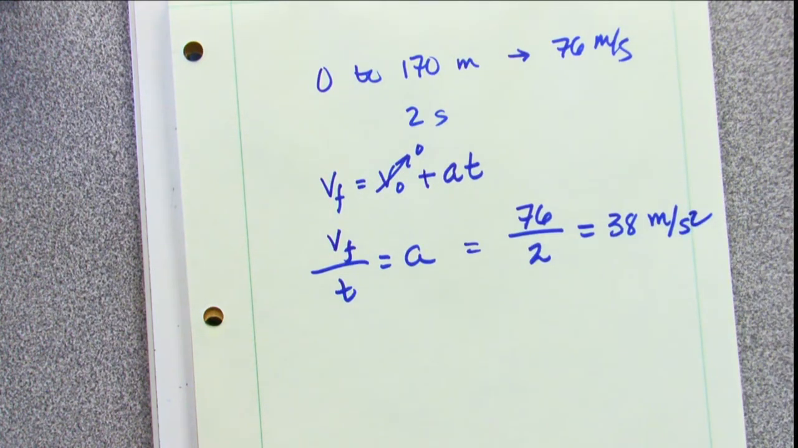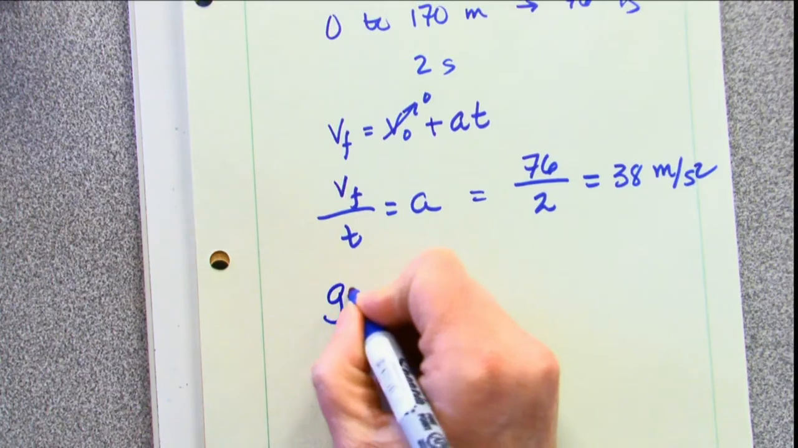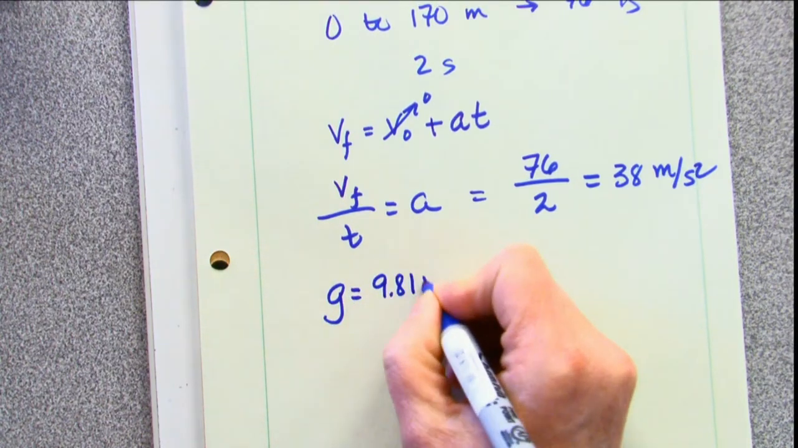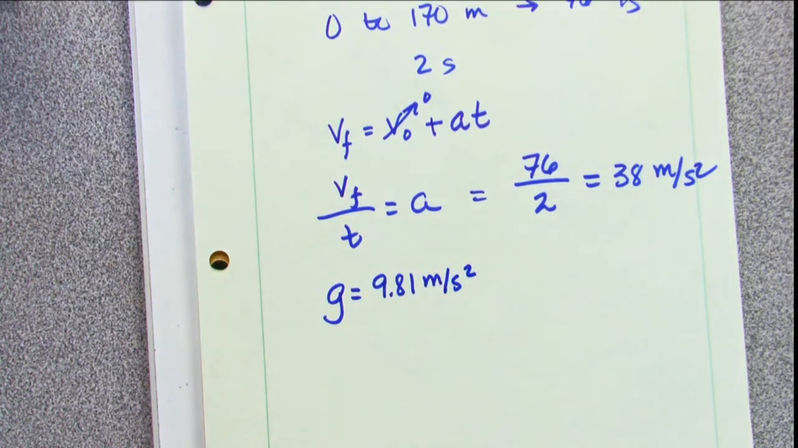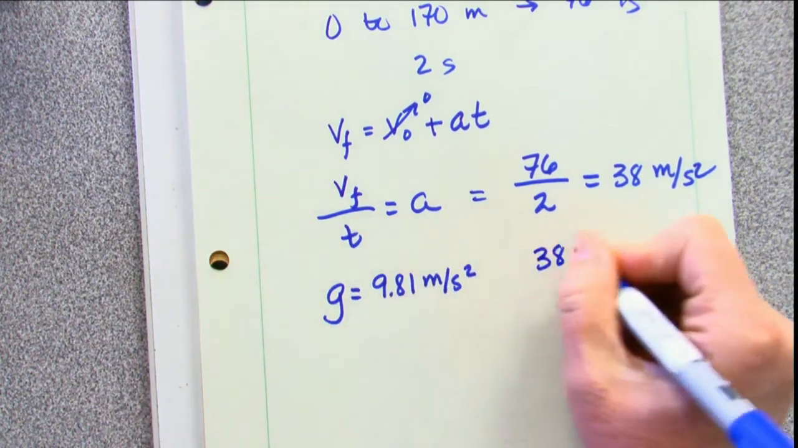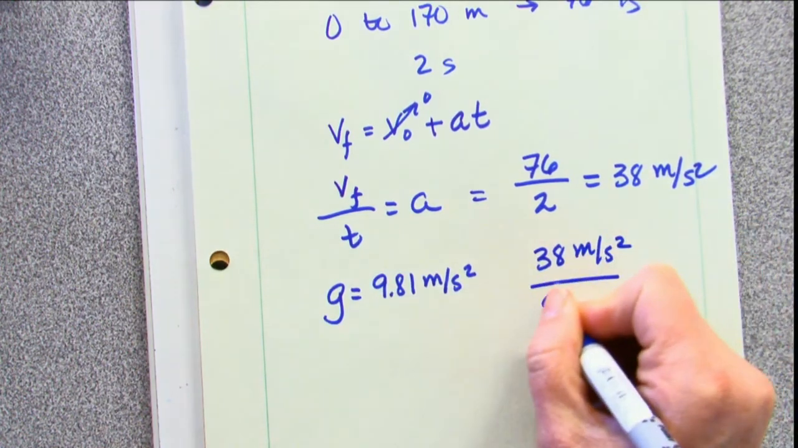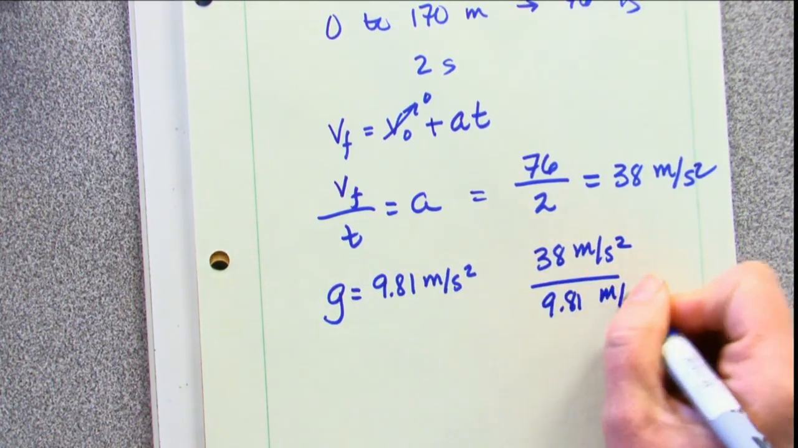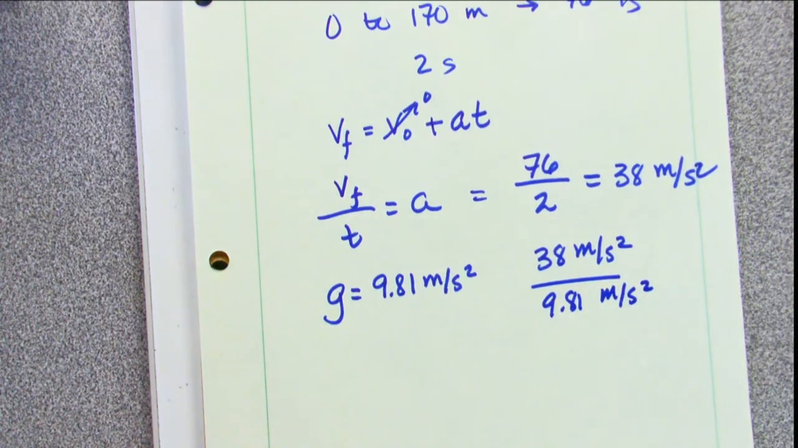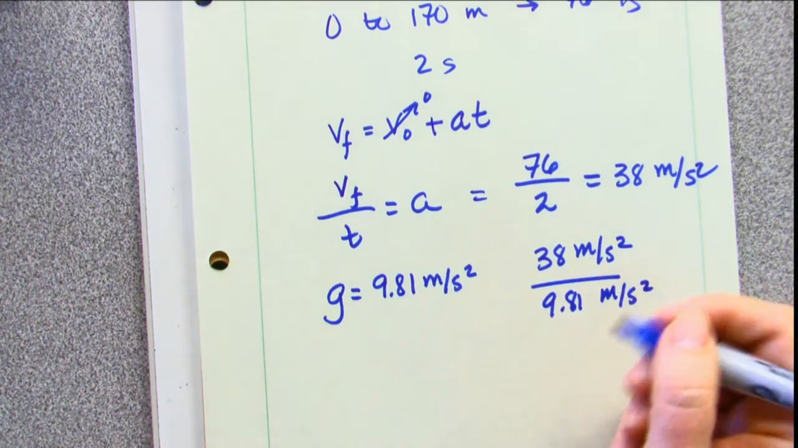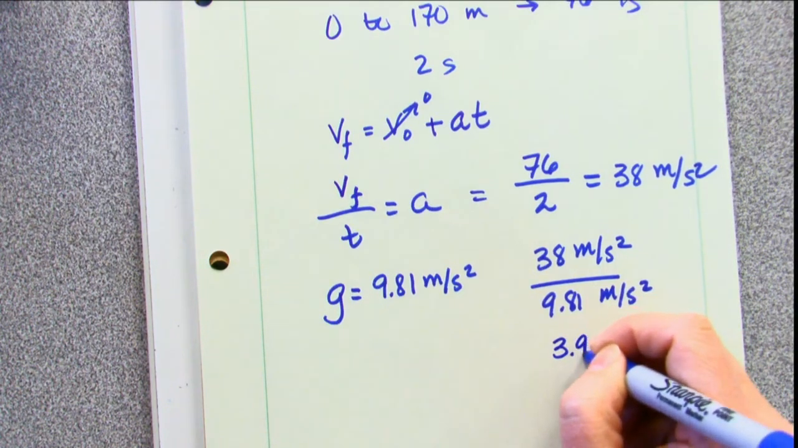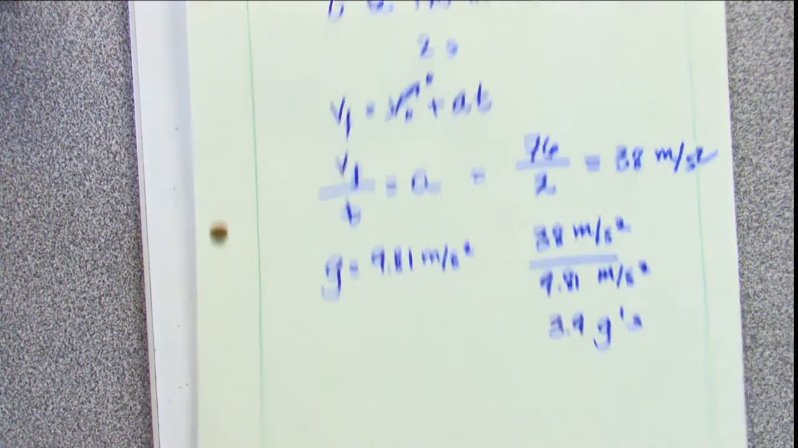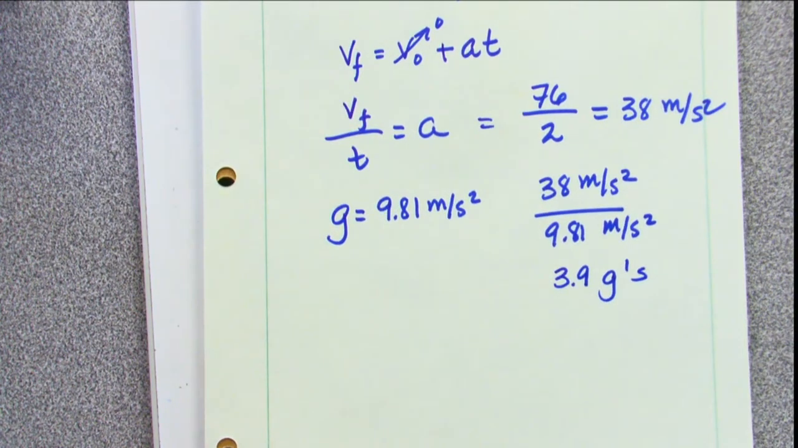So now we talk about G forces, right? How many G's is that? Well, we know that gravity is 9.81 meters per second squared. So if I take my 38 meters per second squared, divide that by 9.81 meters per second squared, it's 3.9 G's. It's essentially 4 G's.